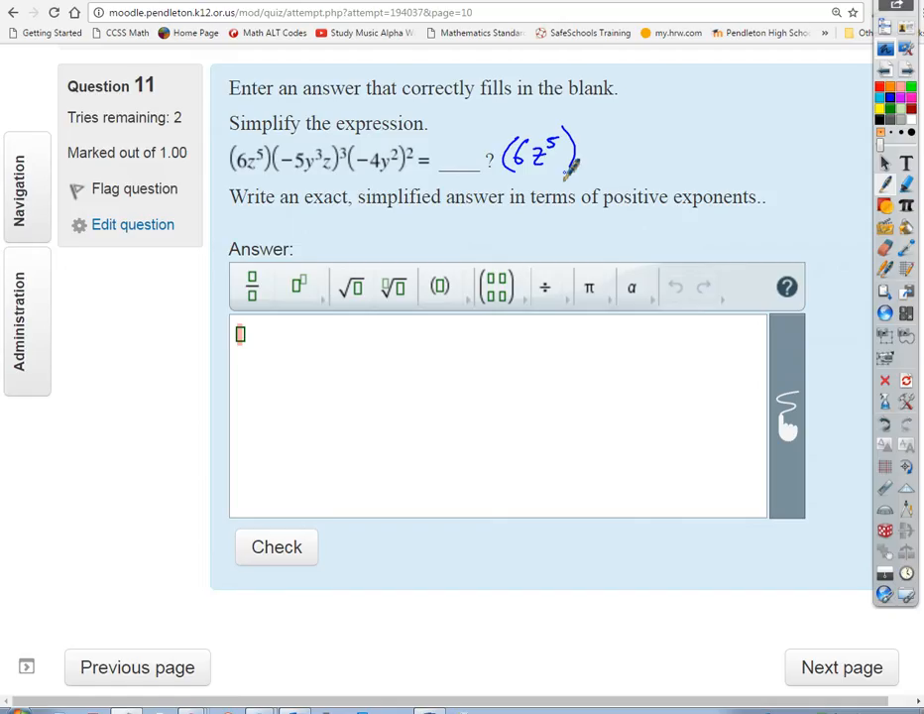Negative 5 cubed is what? 125. And then y to the 9th, z. Okay. How about this guy over here? Last one.